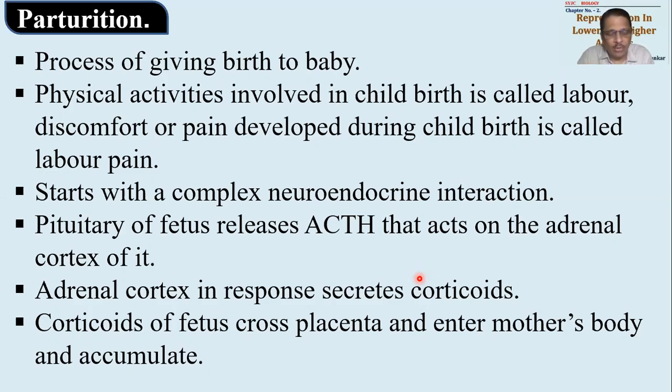So the pituitary gland of the baby or fetus, let us use the words child, baby or fetus, एक ही हुआ. The pituitary gland of the fetus will give the hormone ACTH, adrenocorticotropic hormone. This ACTH hormone will affect the adrenal cortex of the baby, child, fetus. Okay, in response, the adrenal cortex of the fetus will start secreting corticoid type hormones. These hormones will cross the placenta, enter the body of the mother, and start accumulating over there.